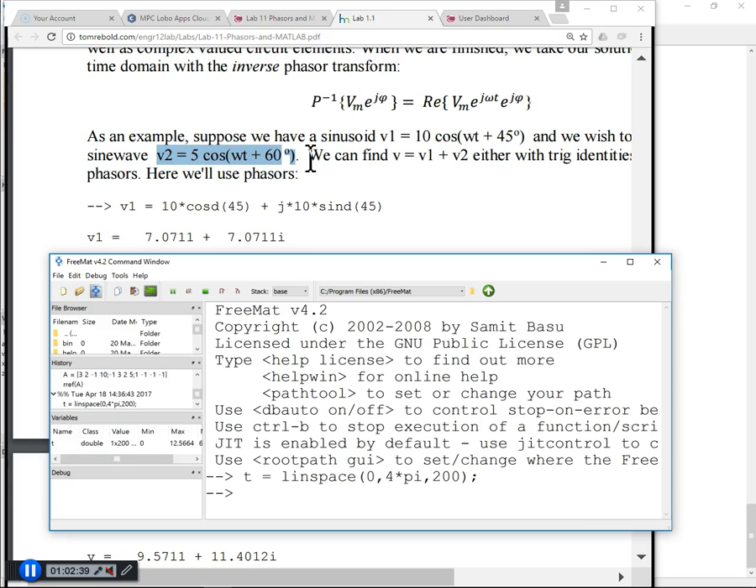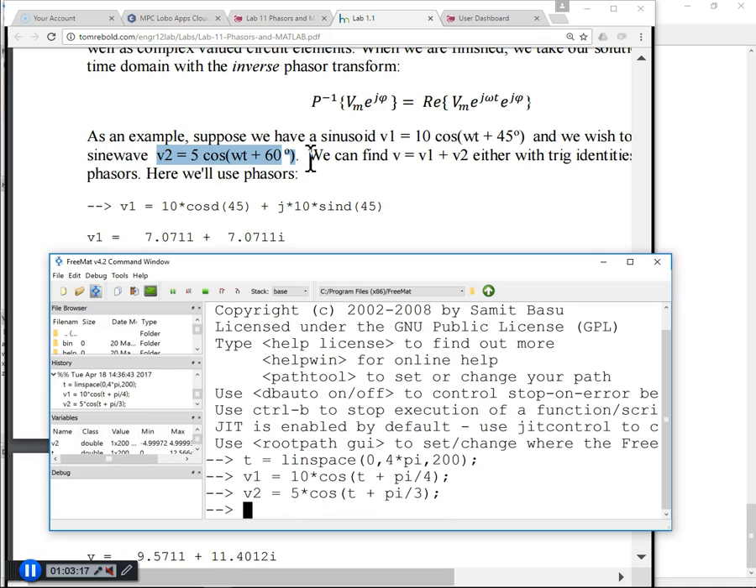We've got to convert 45 degrees, so V1 is going to be 10 times the cosine of t, since omega is 1, plus 45 degrees, which is just pi over 4. And V2 is 5 times cosine of t plus 60 degrees, which is just pi over 3. Now we can plot these, and we can find the sum.